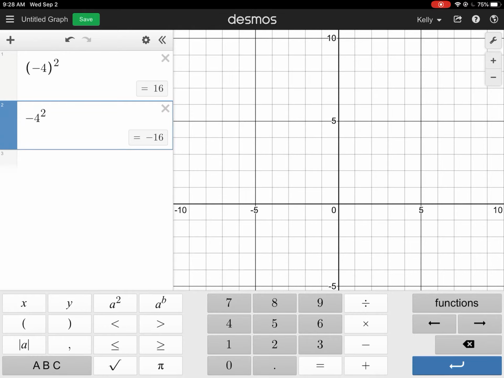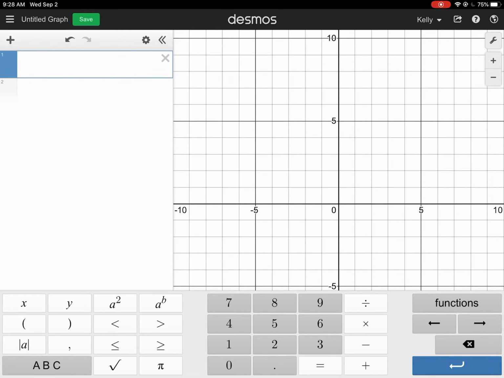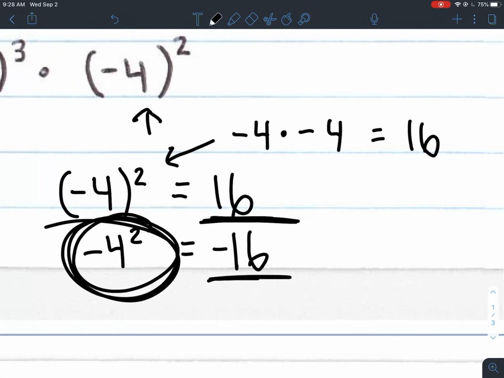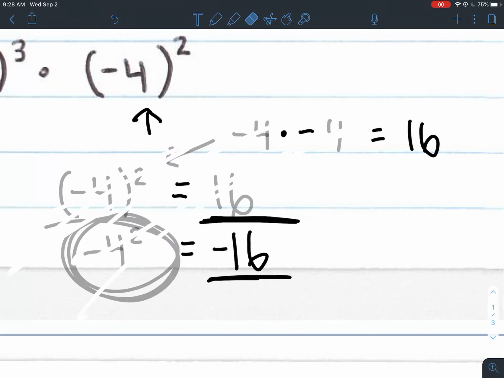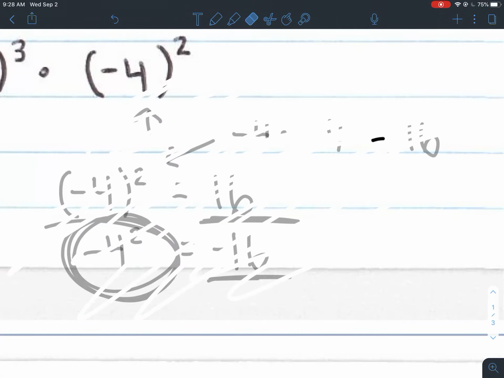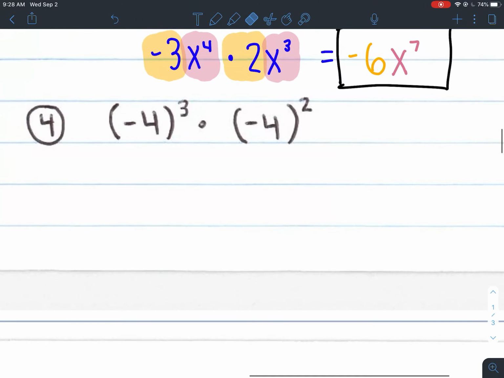So if you don't put the parentheses there, your calculator will not be able to read or understand what you're trying or wanting it to do. So you want to be super careful about that. But moving on, I wanted to point that out, but we're going to move on, right?